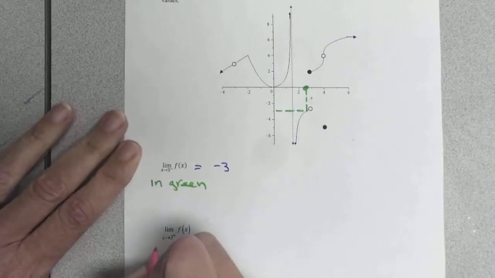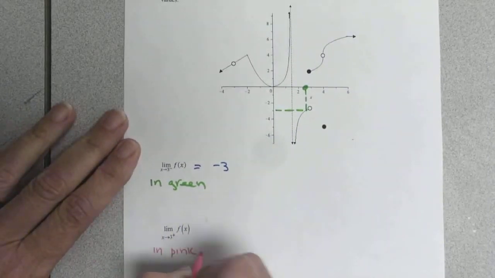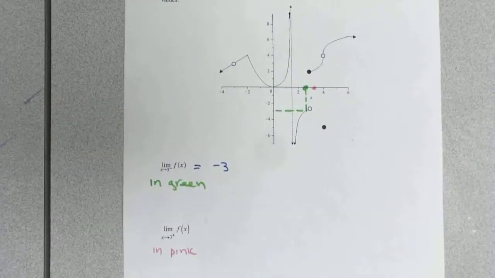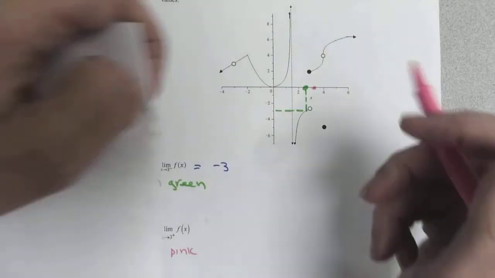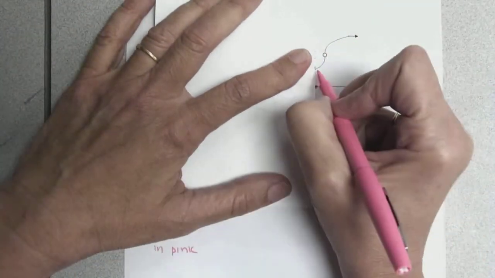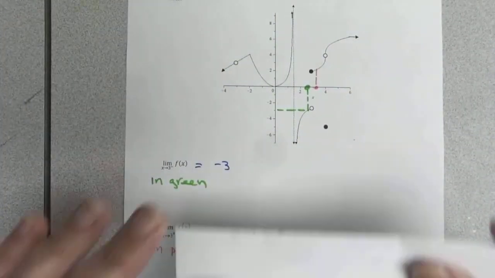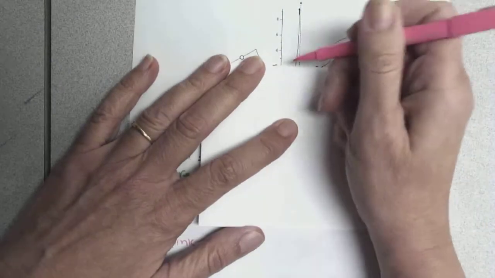But on the right side, in pink, as x approaches 3 from the right, now I'm going to put a point close to 3, but on the right, and move vertically to my function. This time, I'm going to go up, because below, there's nothing. Up and over.